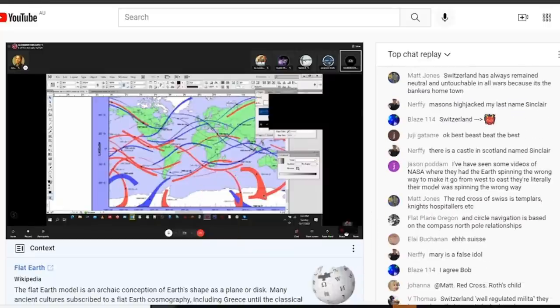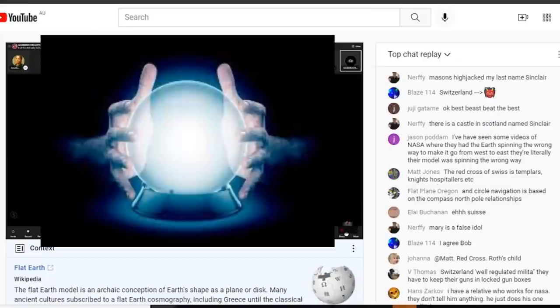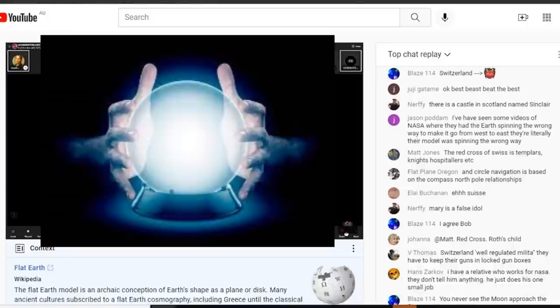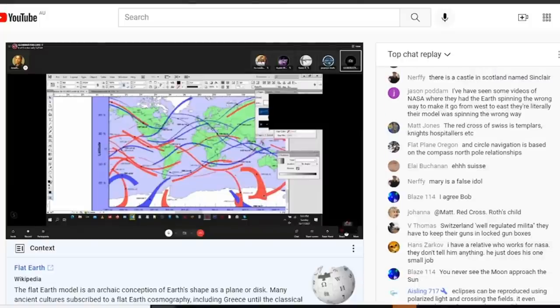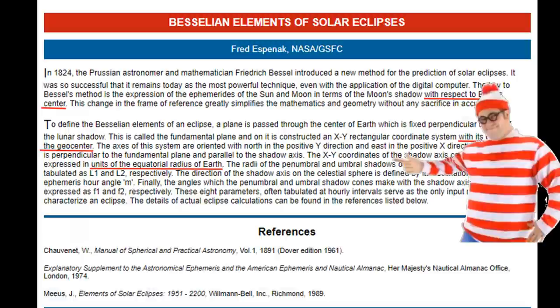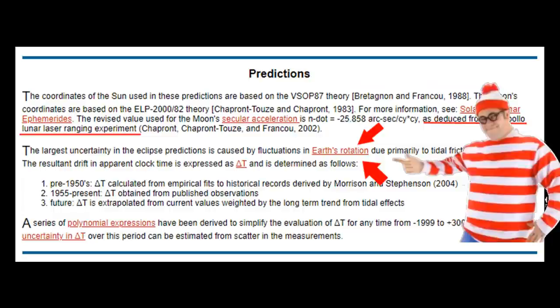The heliocentric model does not predict eclipses, period. Eclipses have always been predicted by the Saros cycle and basically off of a flat type of projection. Well, yes, the cycles have been known for a long time, but the predictive power of the globe Earth model has really been honed and refined since the late 60s, early 70s.